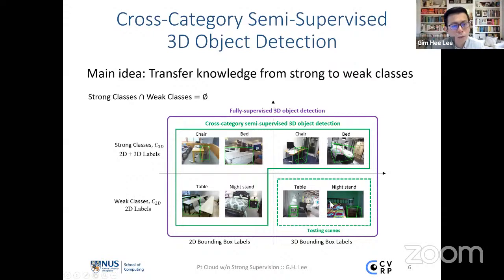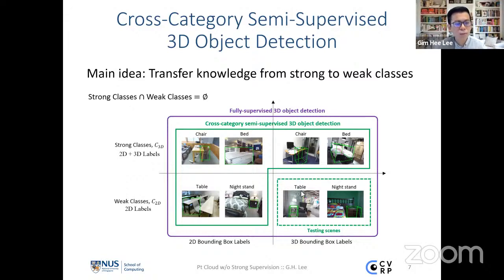So in order to mitigate this challenge of the need for strong labels, the main idea in this particular work is that we perform what is known as cross-category semi-supervised learning for 3D object detection. The main idea is to transfer knowledge from what we define to be the strong class to the weak class.